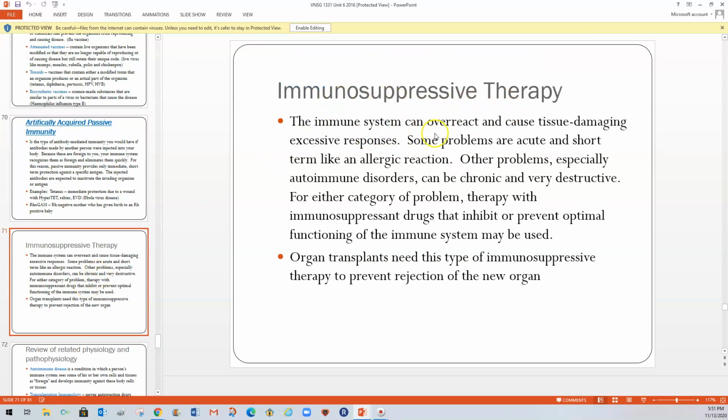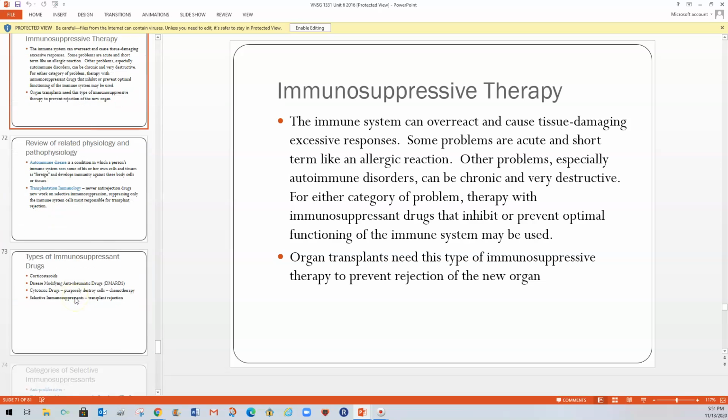Immunosuppressive therapy: the immune system can overreact and cause damage to our bodies. Some problems are acute and short, like an allergic reaction. Other problems, like autoimmune disorders, can be destructive. Organ transplant patients need immunosuppressive therapy for the rest of their life to prevent rejection of the new organ.